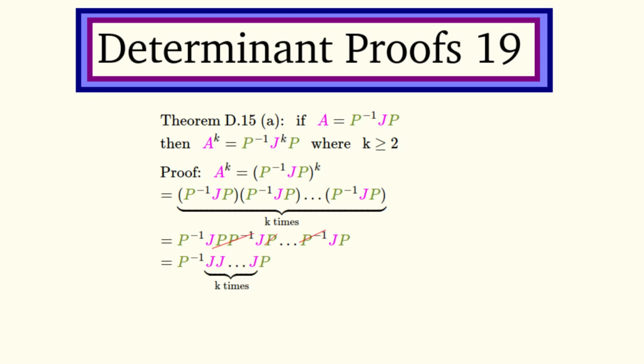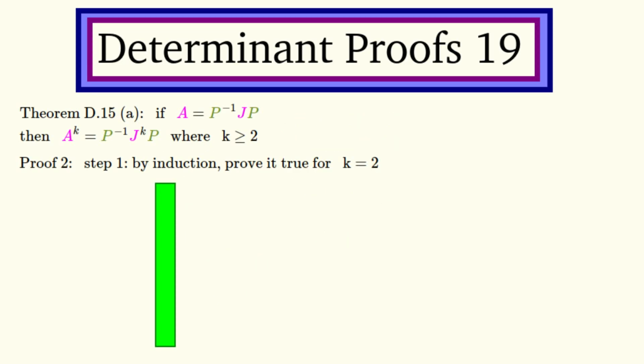All of the P inverse pairs cancel out, leaving all of the J's next to each other like this. There are K J's next to each other. We can write K J's next to each other as J raised to the power of K. So that's it, we've proven this equation. And here's a second version of this proof. This time we're using induction to prove it.